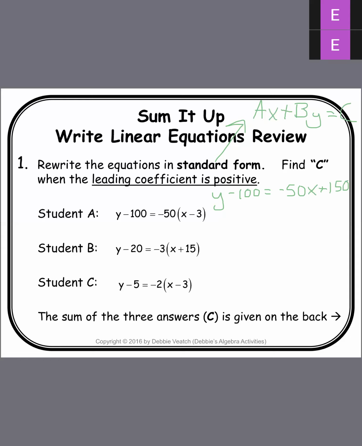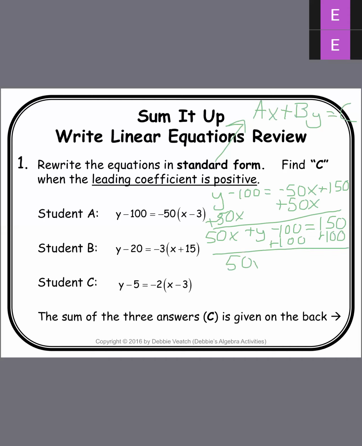Okay, the other thing I'm gonna have to do is get X and Y together. So let's add the 50X over. And so now I've got 50X plus Y minus 100 equals 150. And so now all I have to do is add that 100 back to the other side. Okay, so this one is now in standard form. And for student A, the value of C is 250.